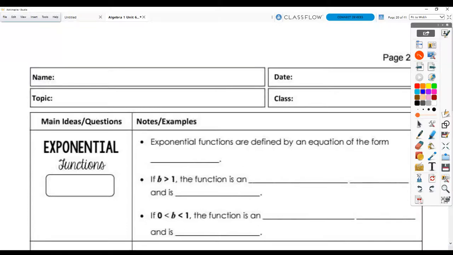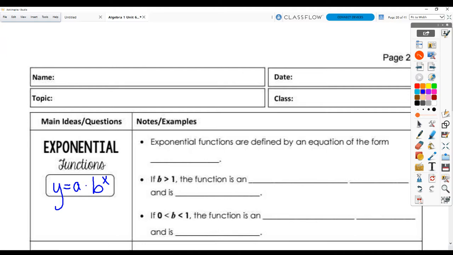Today we are working on exponential functions. They are in the form of y equals a times b raised to the x power. So the a might be a 1, so you might not see a number there, but usually it's a number times a base raised to an x power. Notice that the x is in the exponent position.